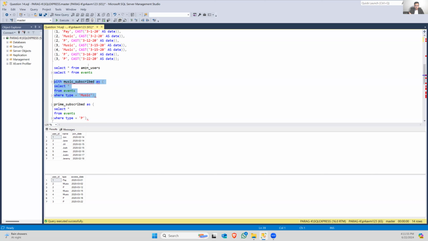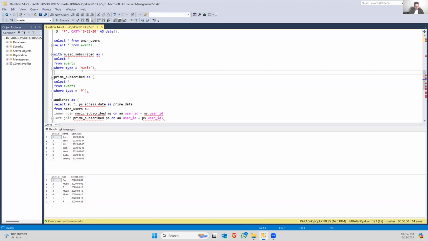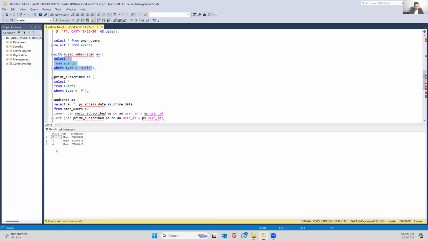So as I mentioned earlier, I need only people who have bought first music and then bought Prime. So from this events table, when I run this, I'll just run music here, and you observe, this gives me from the events table the people who have just purchased music.